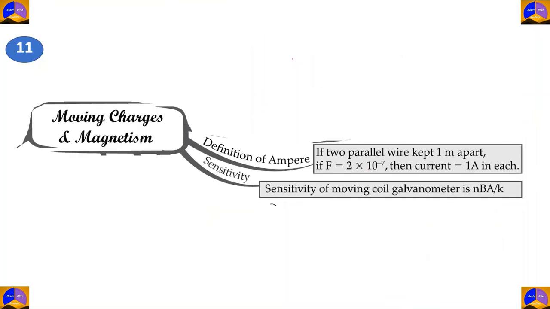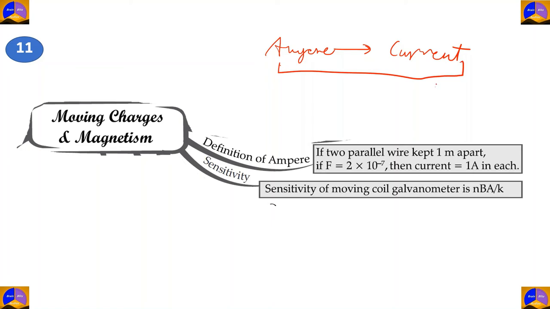Now, we know that the ampere is the unit of electric current in our studies of electricity. But as an SI unit, how is an ampere defined?